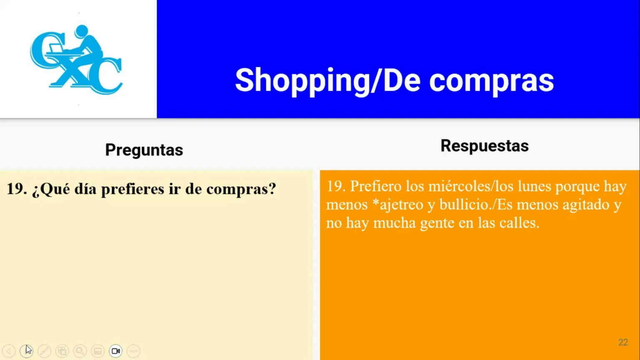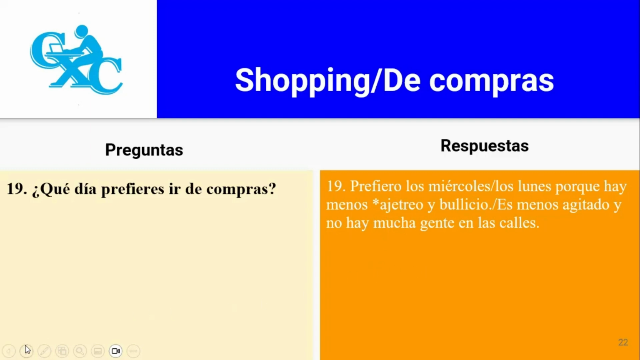I know that for some, in Jamaica especially, Thursday is a busy day, Thursday and Saturday. But days like Wednesday and Monday, and even Tuesday too, martes, right? It's not a lot of hustle and bustle. Okay, so ajetreo, and there's an asterisk beside this, ajetreo y bullicio, that means hustle and bustle. Okay, all right.